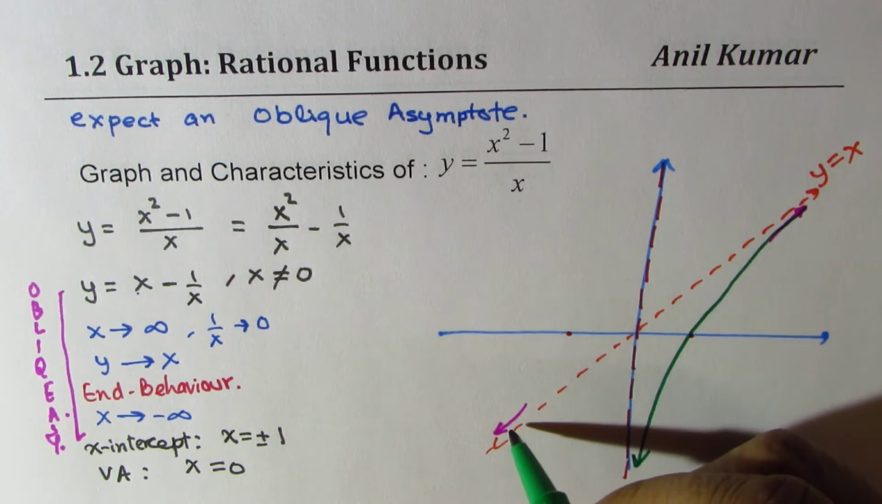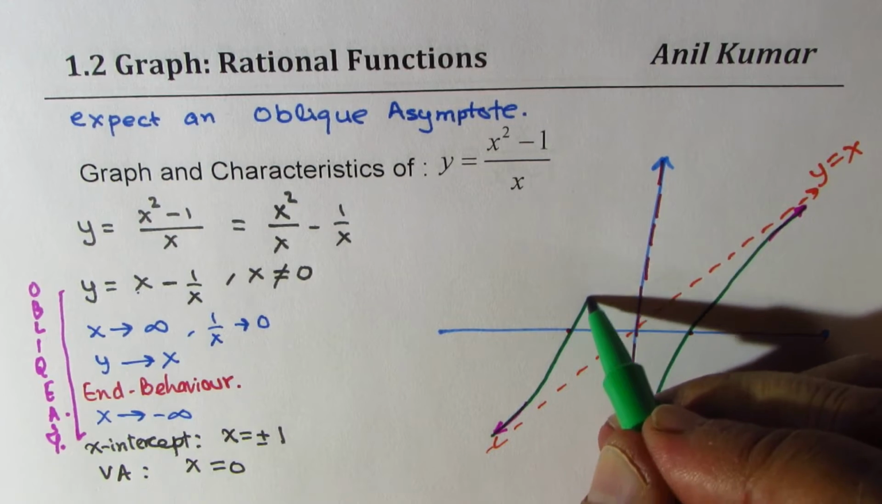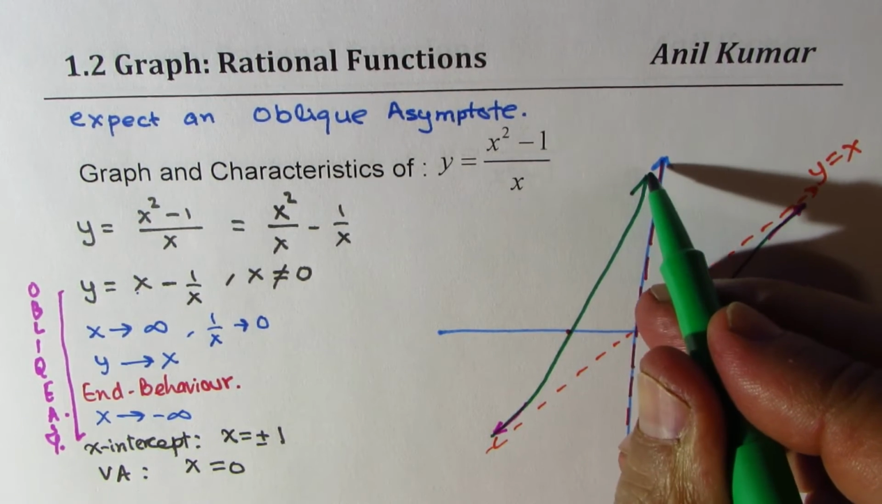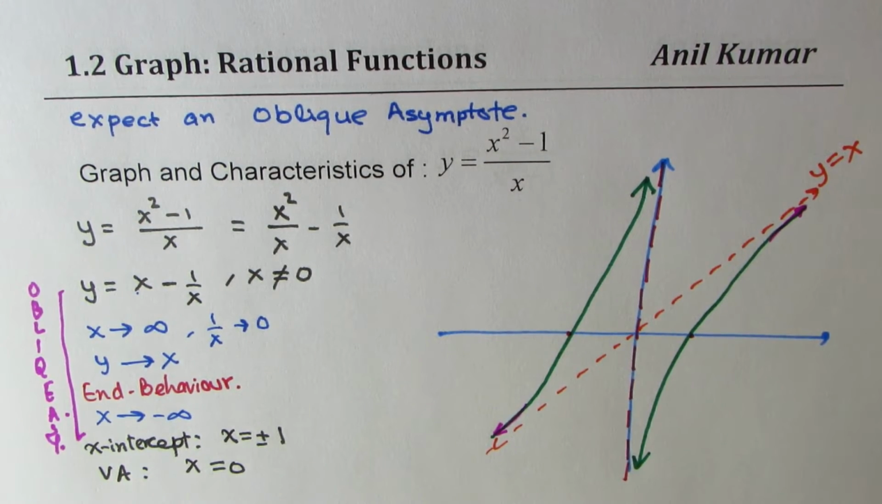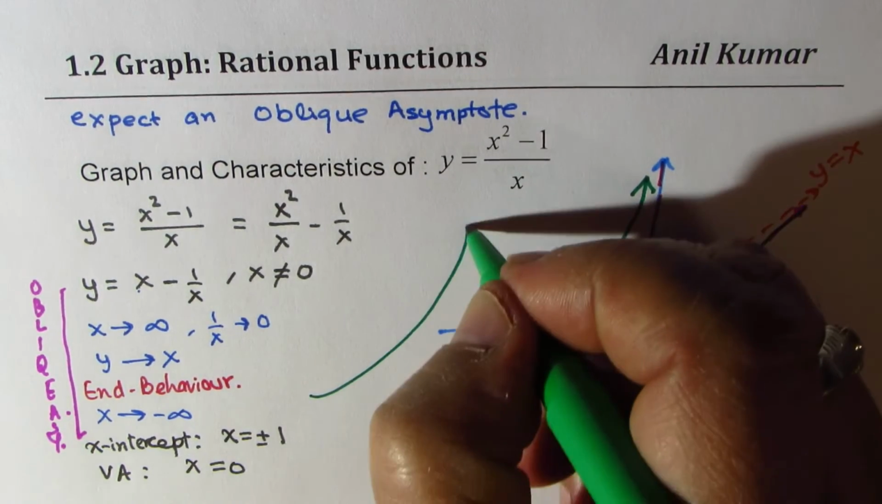Do you see that part? Here again we are approaching the asymptotes. There we are approaching the y-asymptote. So that is how the graph will look like. Right? So the curve should have been better. I should have drawn like this, kind of.